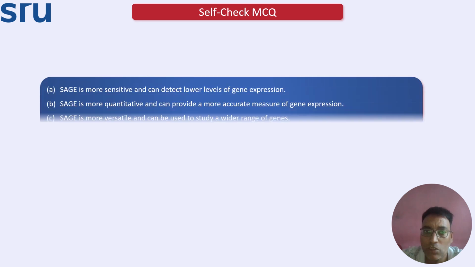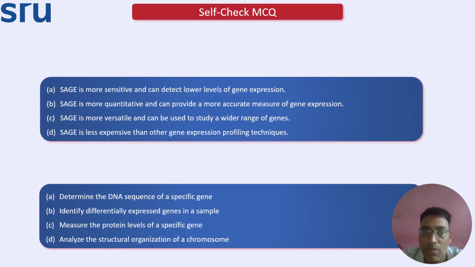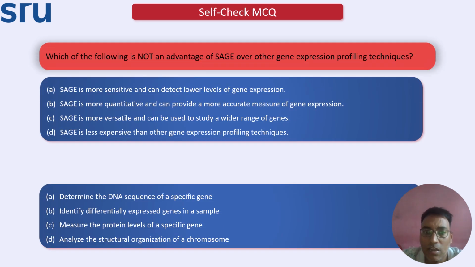Now, before we proceed further, let us answer these small MCQ questions to affirm our understanding so far. Which of the following is not an advantage of SAGE over other gene expression profiling techniques? SAGE is more sensitive and can detect lower levels of gene expression.